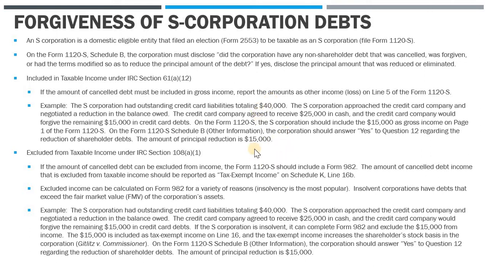Again, it's very important that if it does occur, it's disclosed on the tax return, and then whether it's taxable or not taxable, you have to follow the appropriate procedures. If you're going to try to exclude it from income, make sure you're filing a Form 982. That has to be included. You can't just decide, oh, I'm insolvent and I'm going to make it tax-exempt income. It doesn't work like that. You need both pieces: you've got to qualify, file the Form 982, and then appropriately report it as tax-exempt income on Schedule K, line 16B.